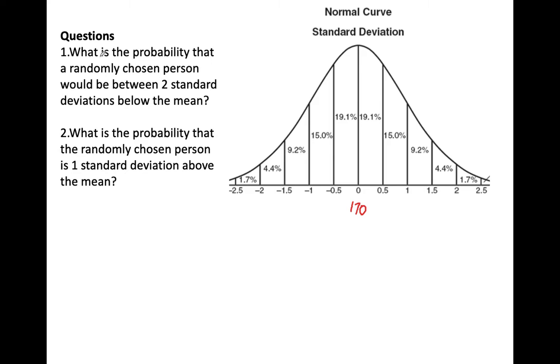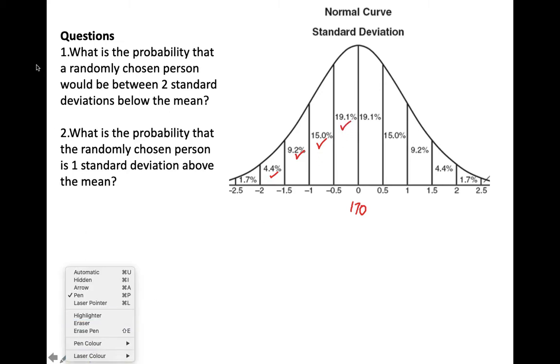So let's go on to 2 questions. What is the probability that a randomly chosen person would be 2 standard deviations below the mean? If we go for 2 below the mean, we select all of the numbers I'm going to tick. This is up to 2, 4.4, 9.2, 15, 19.1. We would just add them all together.